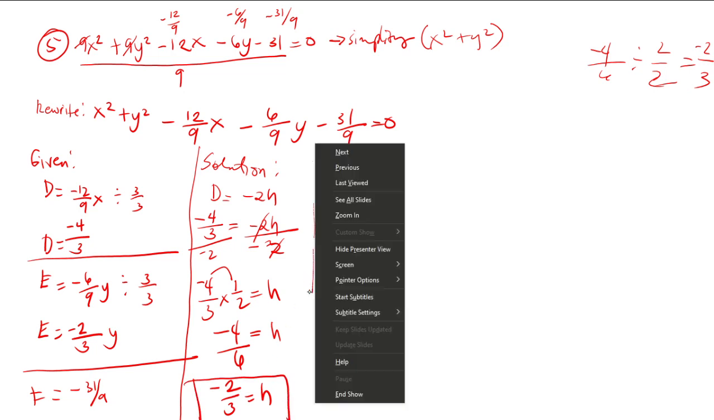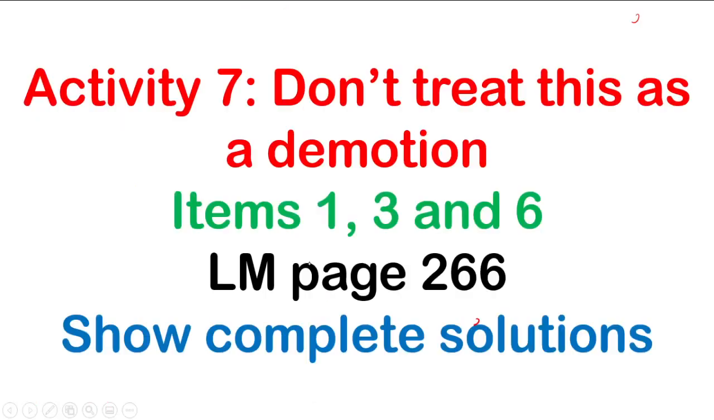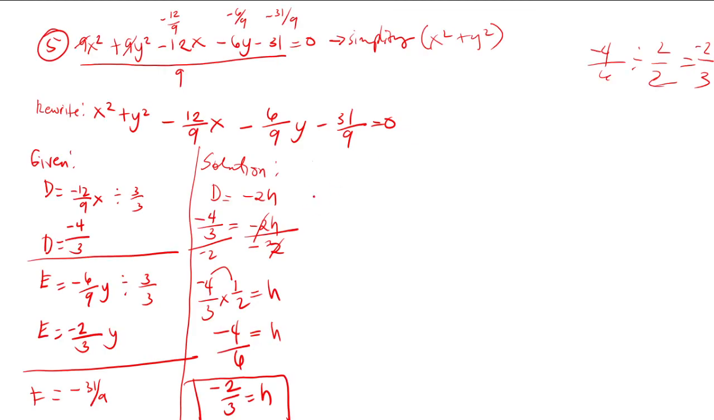Okay? Next, doon naman tayo sa e. E is equal to negative 2k. E natin is negative 6 over 9. Na-simplify siya. Negative 2 over 3 na siya. Okay, let's continue.